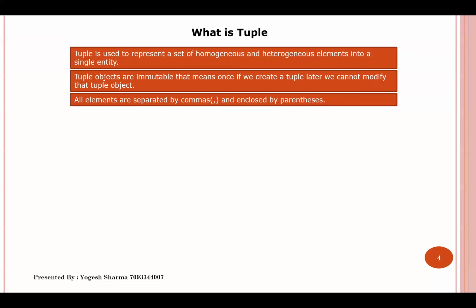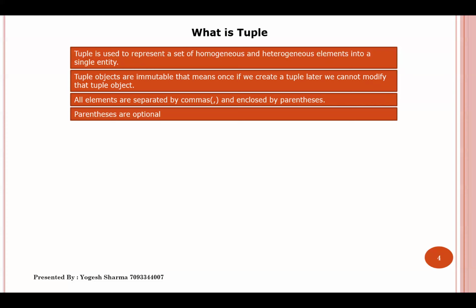All elements are separated by comma and enclosed by parentheses. Like previously, we have already seen when we create a list, the list is enclosed by square brackets. Set is enclosed by curly braces. And now today we are discussing the tuple. So tuple is enclosed by normal brackets or parentheses. And all the elements are separated by what? Separated by commas.